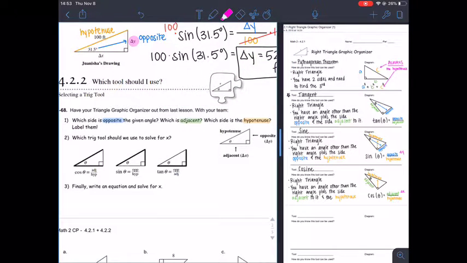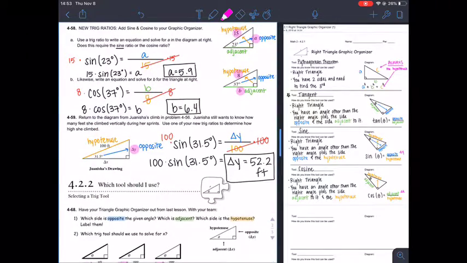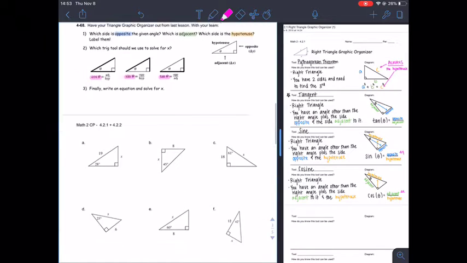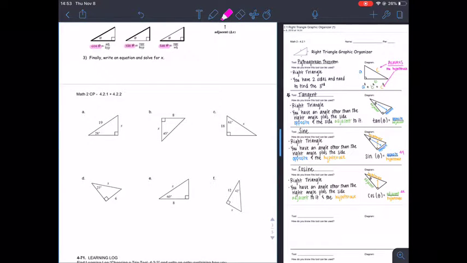Then you're going to ask yourself, am I using cosine? So I have the adjacent and the hypotenuse. Am I going to use sine? Do I have opposite and hypotenuse? Or am I going to use tangent because we have the opposite and the adjacent? You're going to write an equation like we did up here, and you're going to solve for x. So you will be working on that for these 6 problems on the next page.